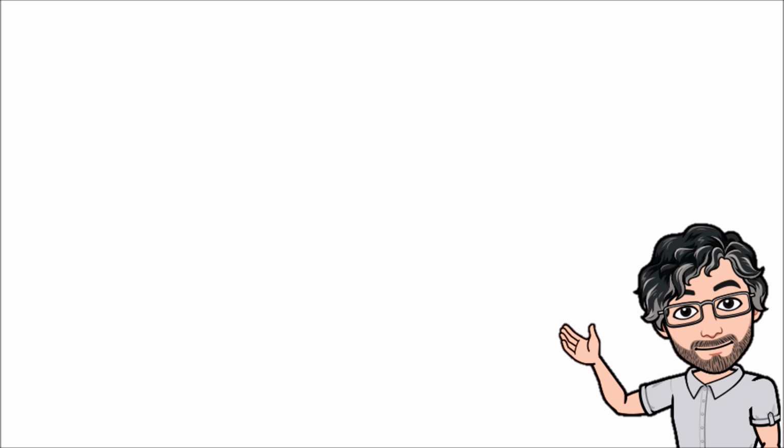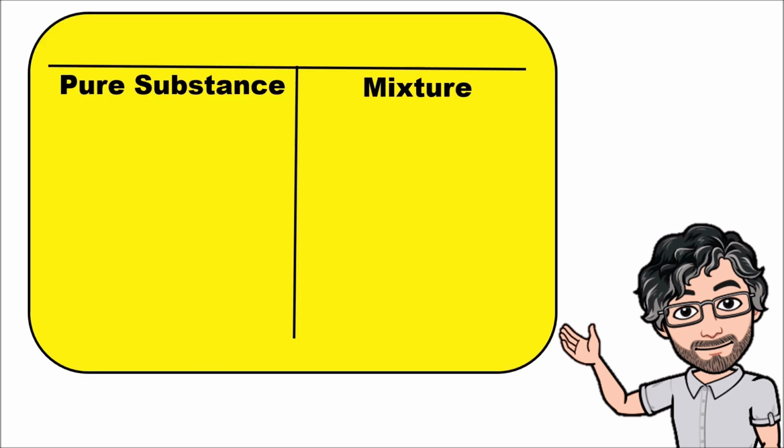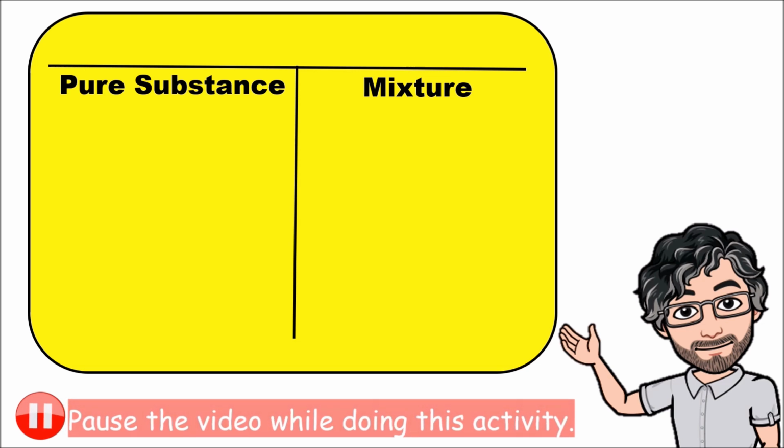At this point, let us see if you have truly understood our lesson for today. On one whole sheet of paper, differentiate pure substance and mixtures based on the set of properties using a T-chart. Pause the video while doing this activity.